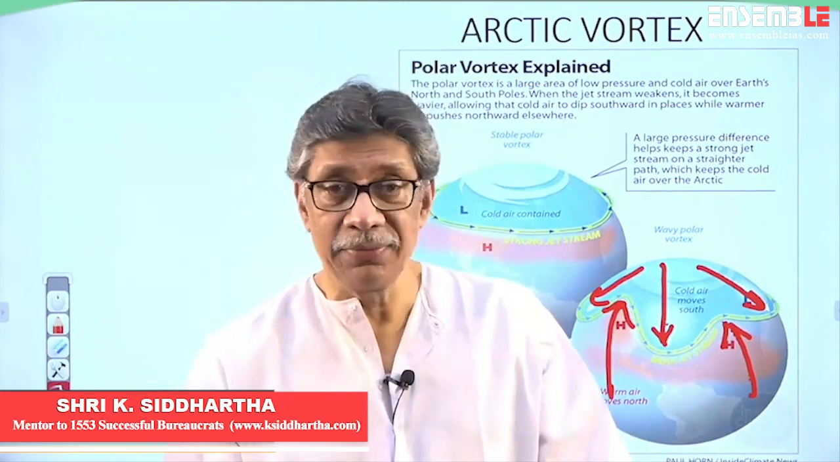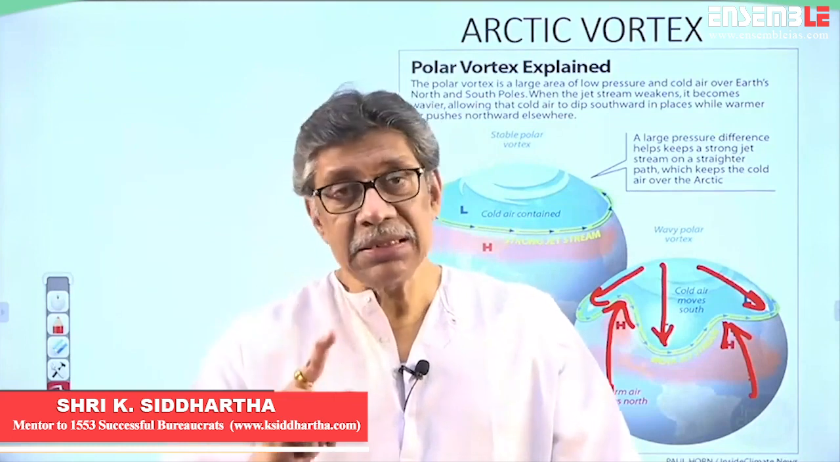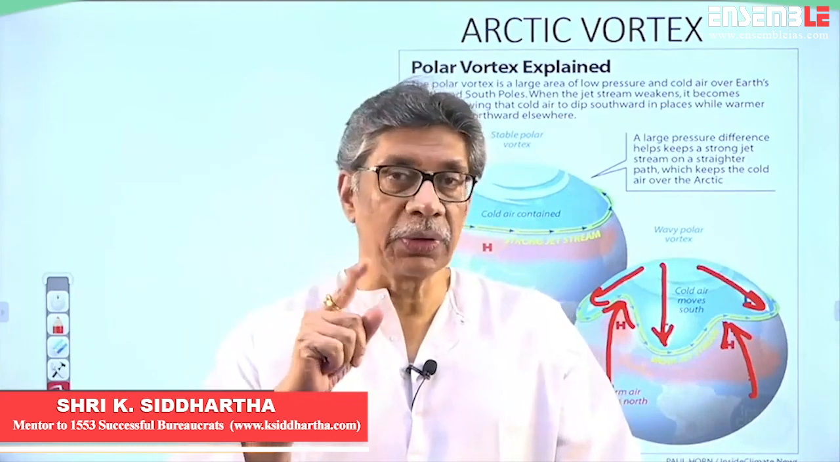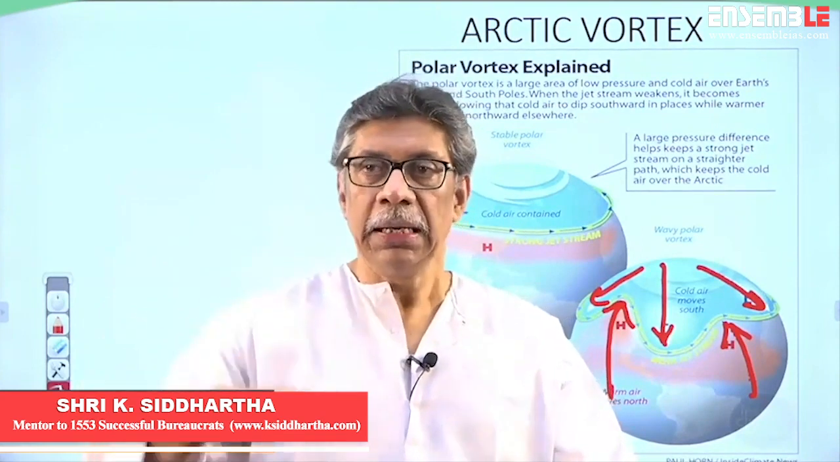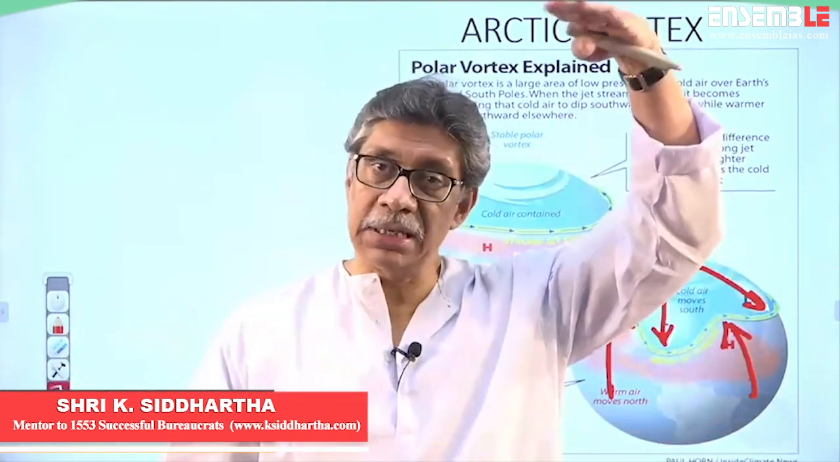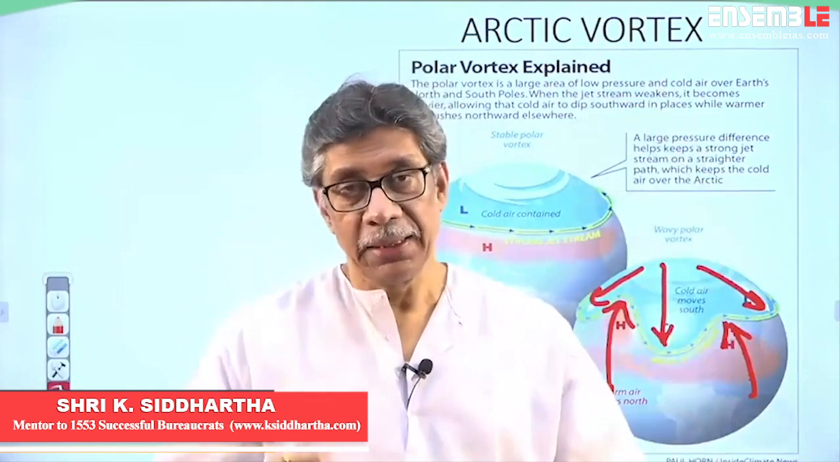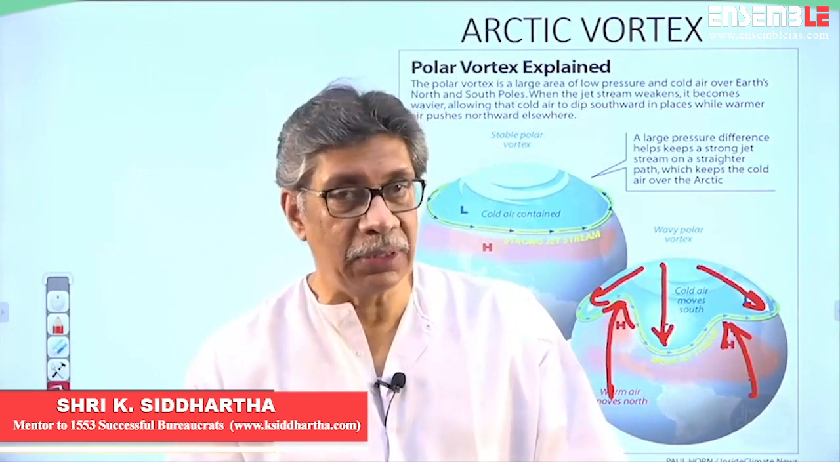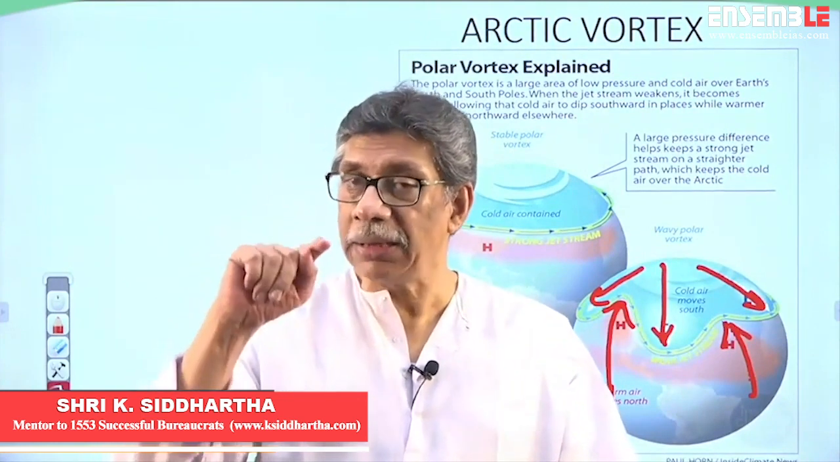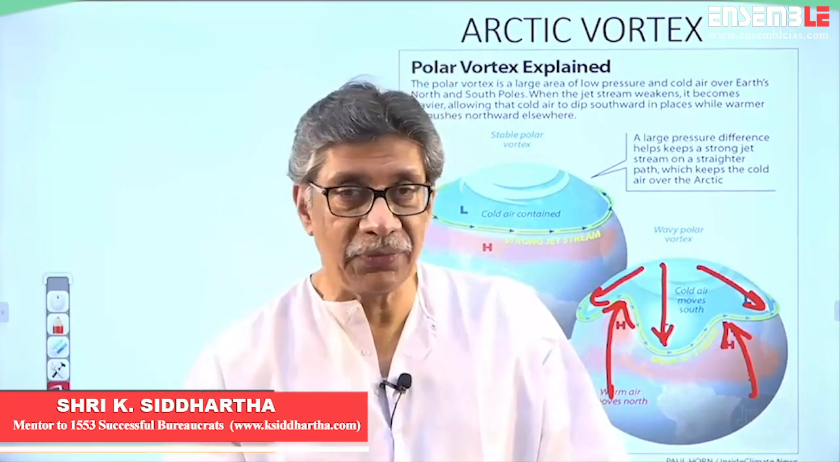It's a large-scale system. The second is that the base of the polar vortex is located in the middle and upper troposphere. It is not at a lower level. It extends even into the stratosphere as well. The third is that it surrounds the polar high in the wake of a polar front. That is, it occupies the polar high. That is the third characteristic of it.